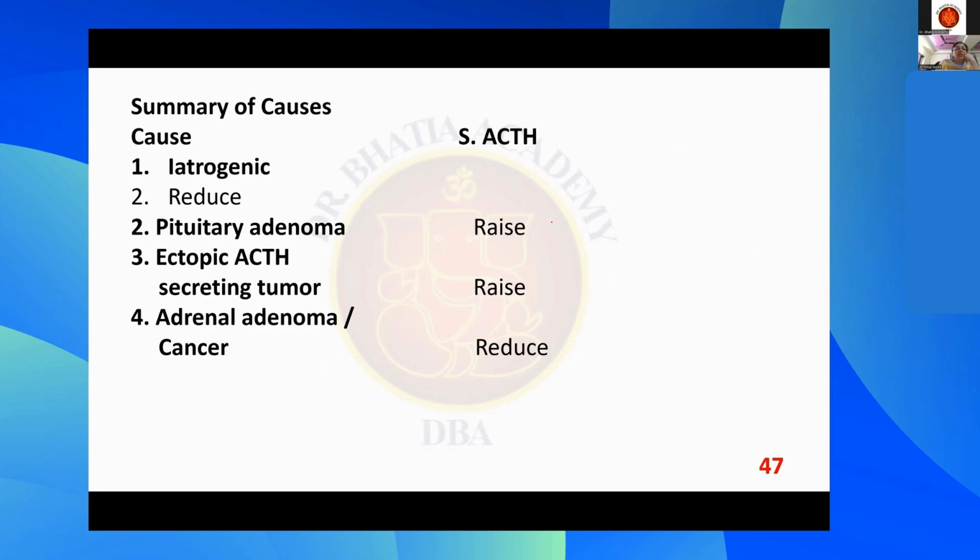So just to summarize, causes and the level of ACTH. If it is iatrogenic, ACTH will be low. If it is pituitary adenoma, ACTH will be high. If it is ectopic ACTH, ACTH will again be high. If it is coming from adrenal adenoma or cancers, ACTH will be low.